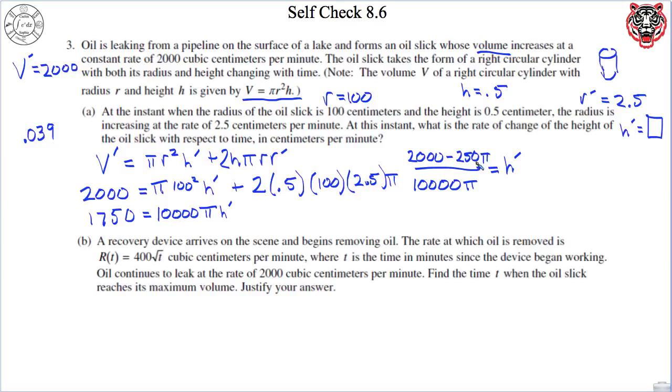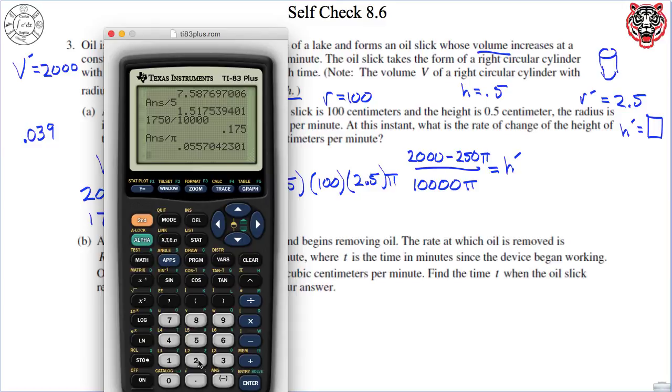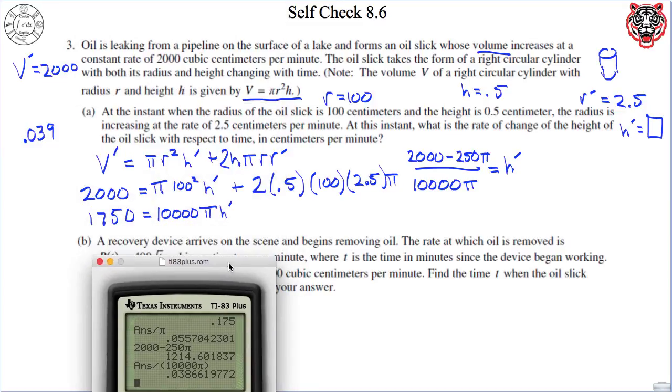250 pi, like that. Now, if we run that number on our calculator, it's going to be 2,000 minus 250 pi. There's that number, and then I'm going to divide that by 10,000 times pi. We got the right number. So now, the right answer, let's get rid of that. Actually, I think I can select this. Don't select that part. There we go.